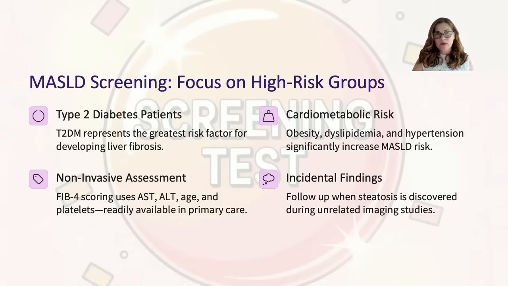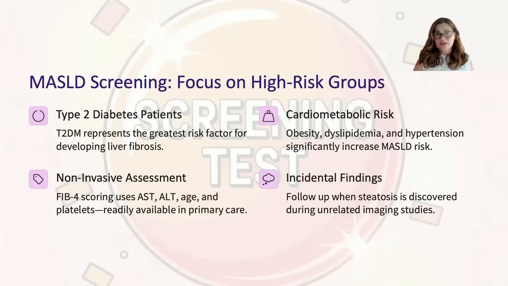Luckily, there's a simple way to screen for liver scarring using a tool called the FIB-4 score. It uses common blood test results like liver enzymes, age, and platelet counts to estimate the risk of fibrosis. It's easy for primary care doctors to use, and it doesn't require special equipment.